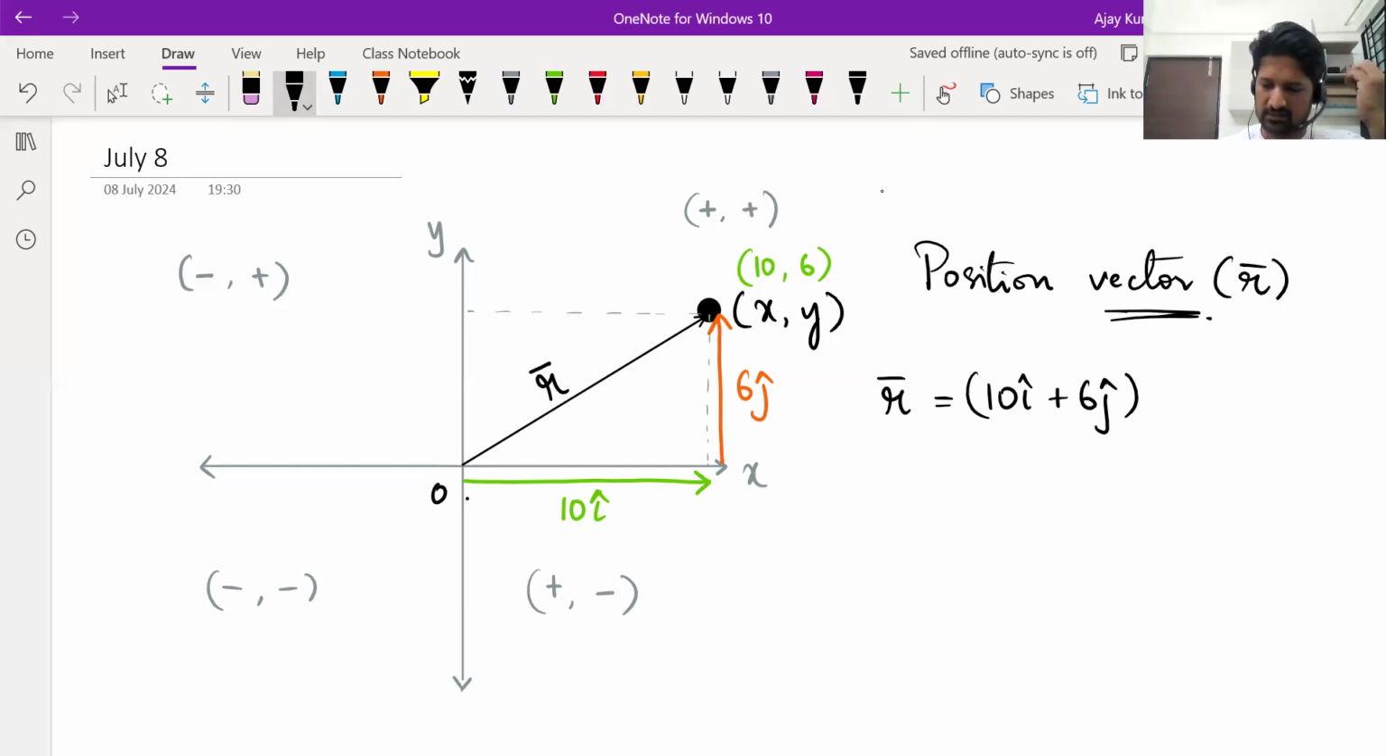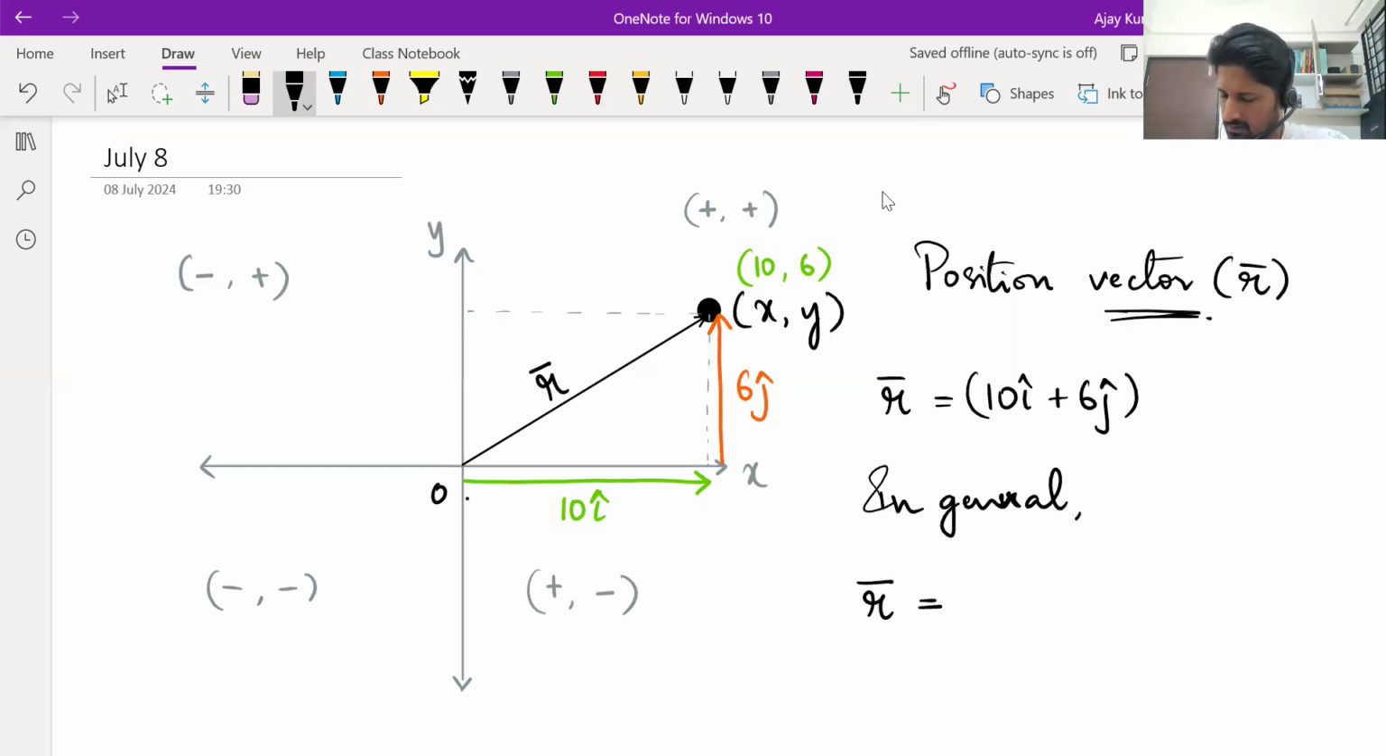Now let us generalize this. If for 10 and 6 we got 10 I cap plus 6 j cap, then in general for x comma y, Aishwarya, you tell me, if the coordinates are x comma y, how do you write the position vector? Sir, x i cap plus y j cap. Good. x i cap plus y j cap. That's all.